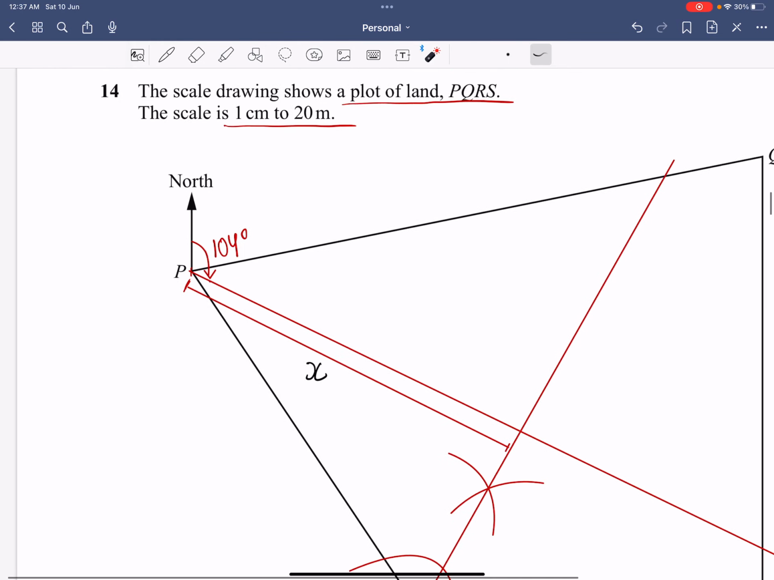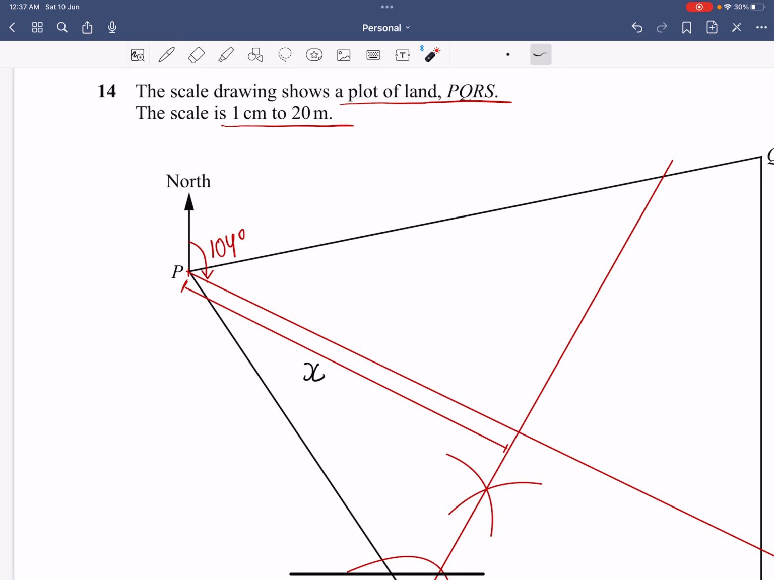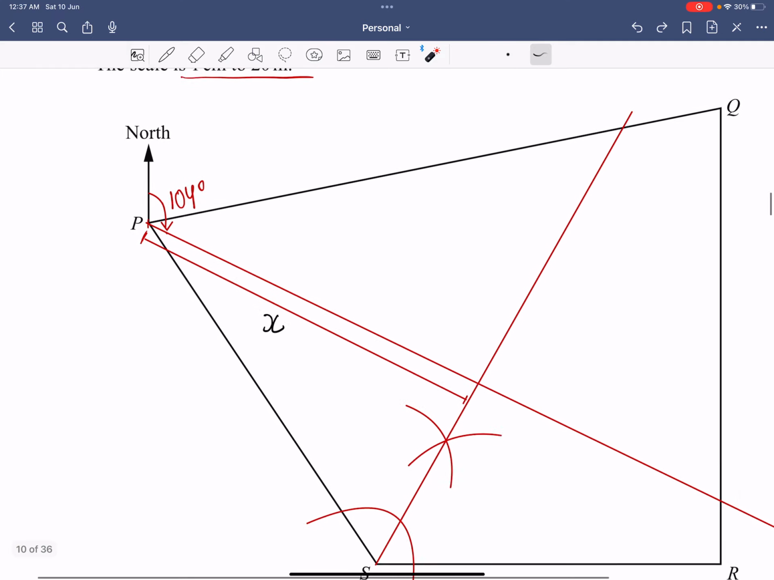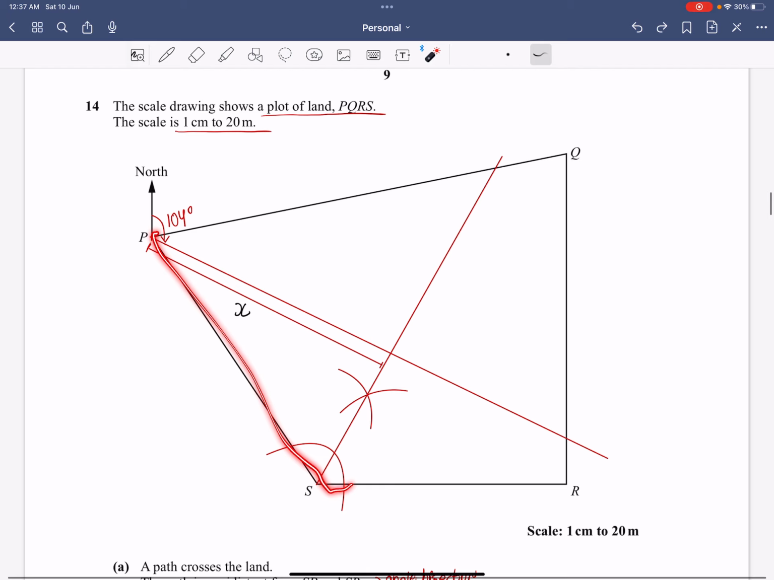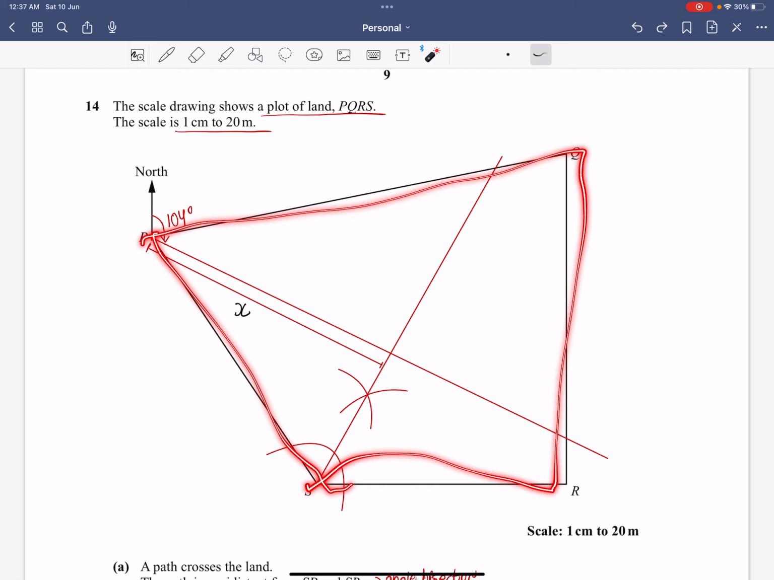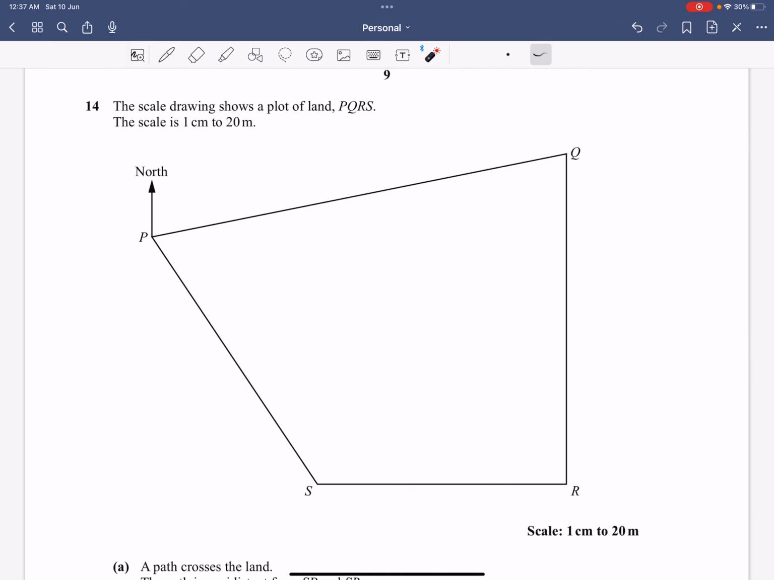Now question 14. Since I'm on my iPad, I can't draw the locus, so I've given you a rough idea, and this rough idea will, I believe, be very accurate. So let's see. The scale drawing shows a plot of land PQRS. So this is a plot of land P, Q, R, and S. So first let me clear the page, right? So this is a plot of land PQRS.